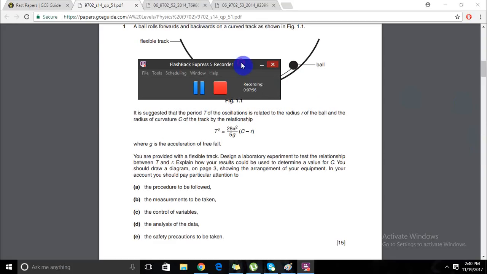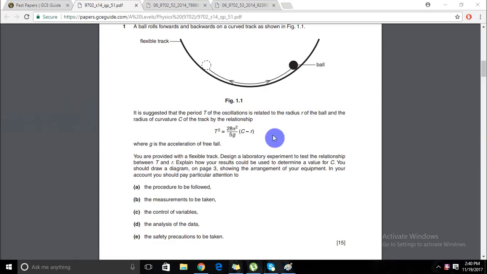And from all of this, it is pretty clear that c would be the controlled variable. And as for t and r, which do you think is the independent variable? It would most likely be the radius, because we can easily change the radius and observe a corresponding potential change in the time period, and therefore the dependent variable is the time period. And these are 3 solid marks.